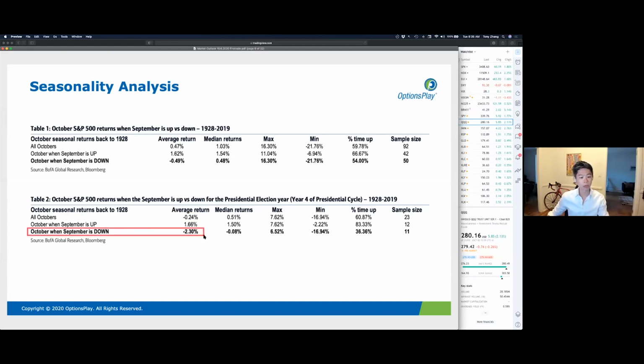We're going into October in an election year where September was also down, and the average October return from that is actually down about 2.3%. And as you can see, only 36% of that time has October been up in these particular scenarios. But the sample size here is very small, only 11 times that's ever happened. So again, take this with a big grain of salt.